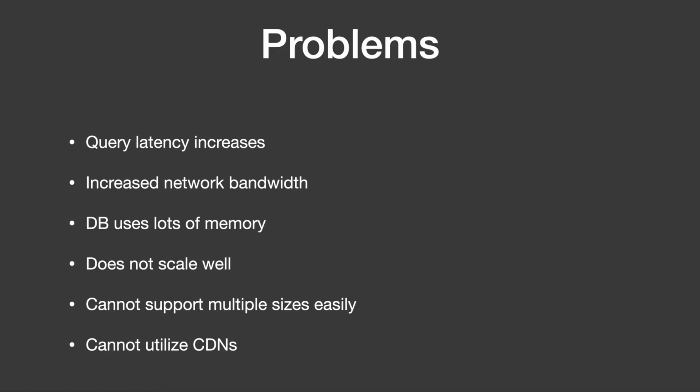And lastly, storing the data object in your database makes it very difficult for you to utilize CDN. I'm going to come back to what CDN is and how we use them in the later slides. But for now, all you need to know is if you store the image as a data blob in your database table, then you cannot use CDNs, which becomes a big problem as your app is scaling.